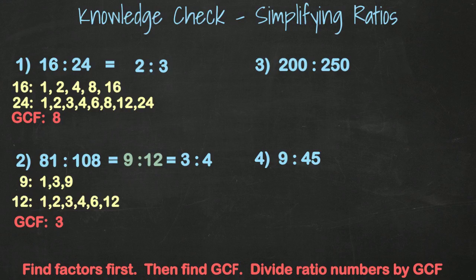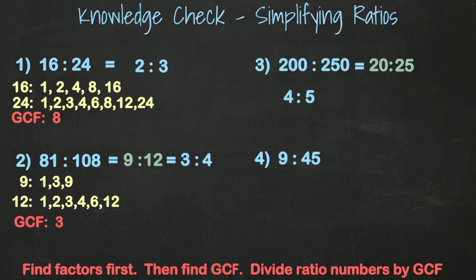200 divided by 10 is 20. 250 divided by 10 is 25. Our ratio is reduced down now to 20 to 25. I can look at 20 to 25 and see that 5 goes into both, so let's divide again. 20 divided by 5 is 4. 25 divided by 5 is 5. Our original ratio of 200 to 250 is simplified down to 4 to 5.